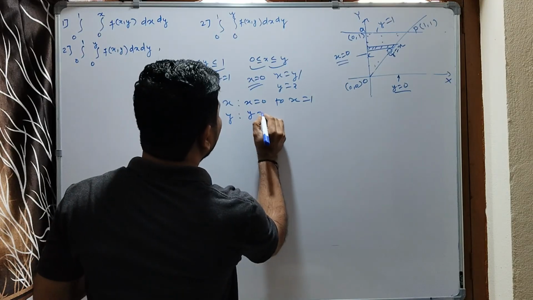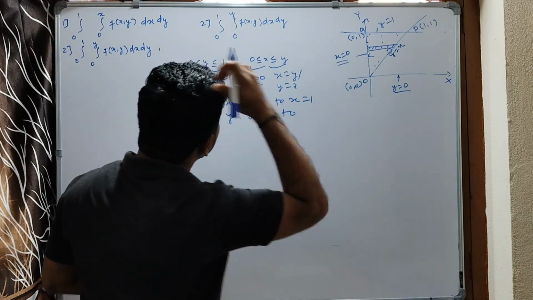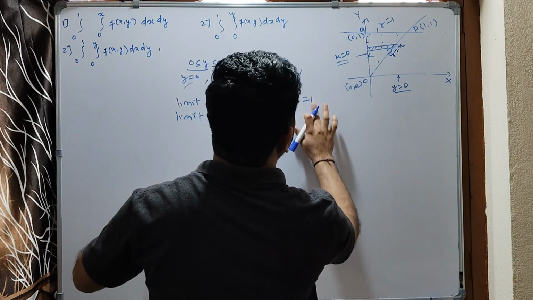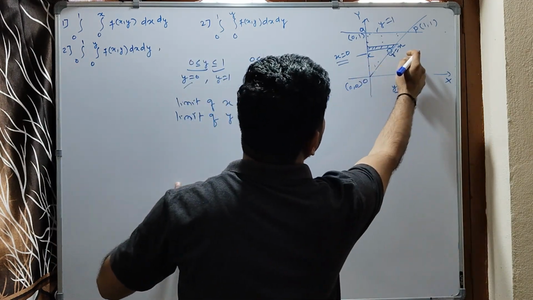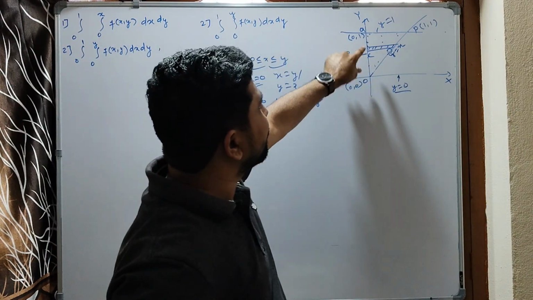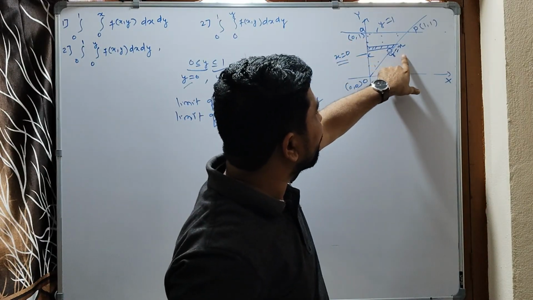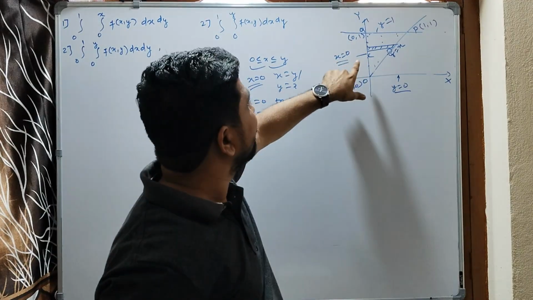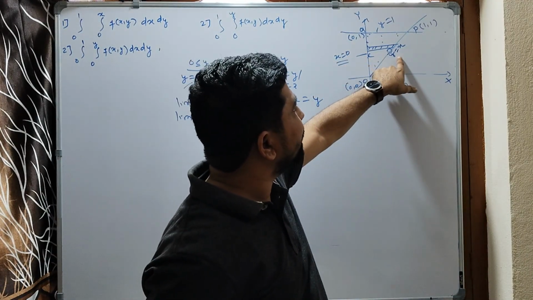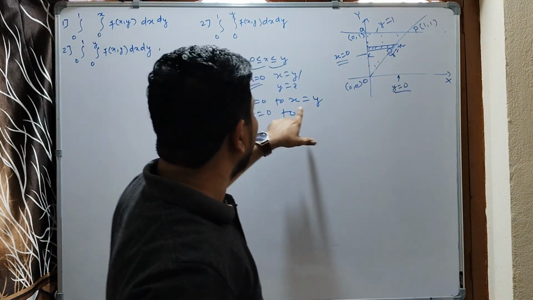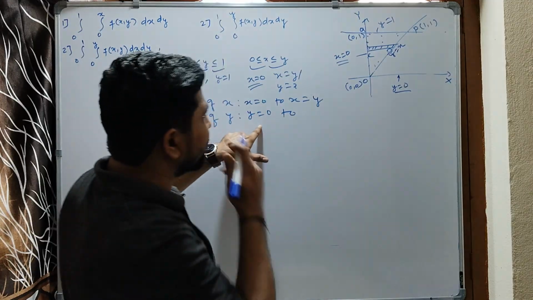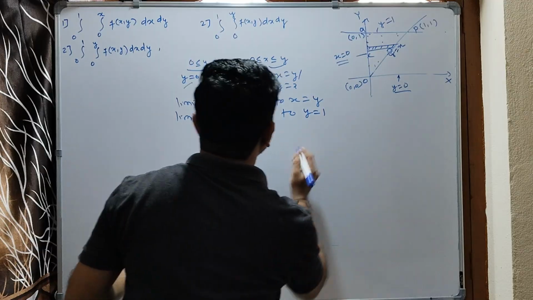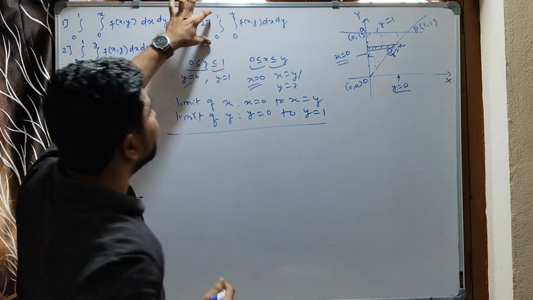So x equals 0 to x equals y, where y equals x is the line. My strip CD starts on the y axis and terminates on the line y equals x. The value of x on the y axis is x equals 0, and the value of x on this line is x equals y. So x goes from 0 to y, and y goes from 0 to 1. So this is the limit which is given in the question.